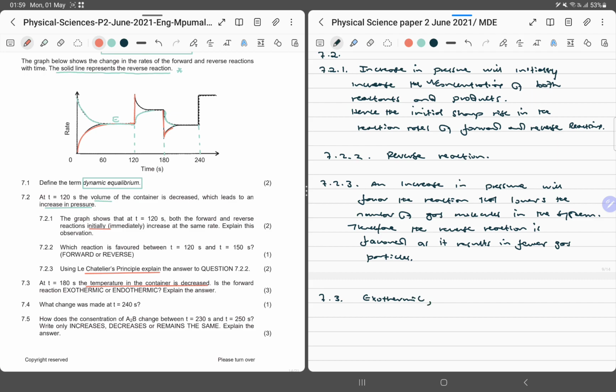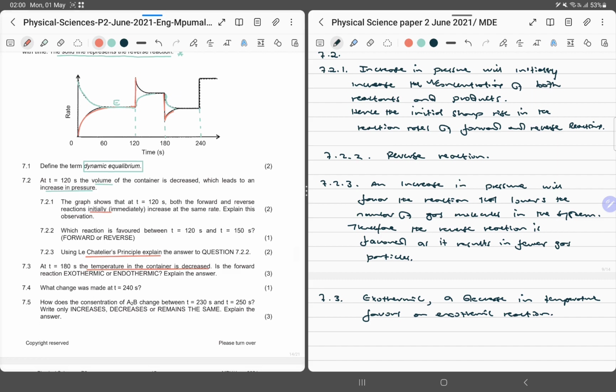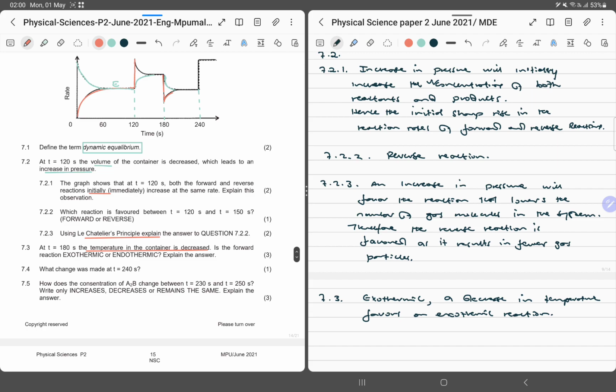Okay, you can say a decrease in temperature favors an exothermic reaction. That's what it does. And we can see here the forward reaction was favored to some extent by that decrease in temperature. So we are done here. We don't need to say too much. We are sorted here. Now what change was made at T24T?